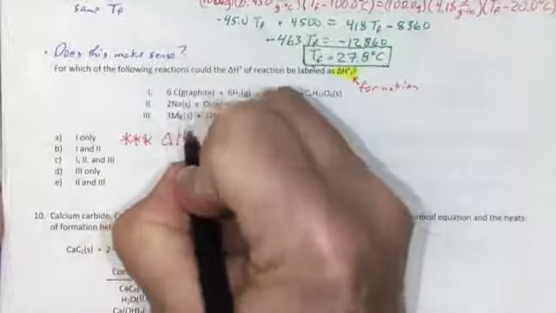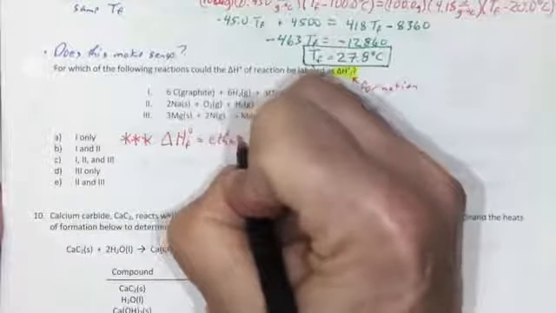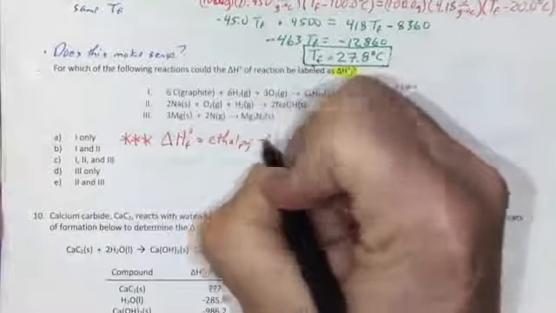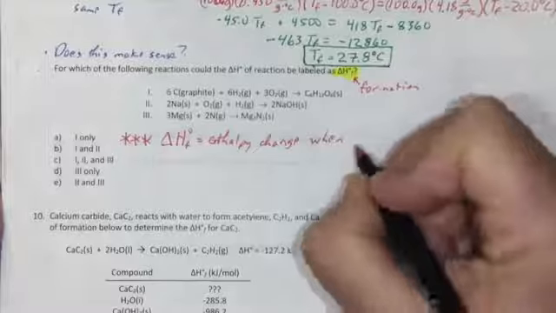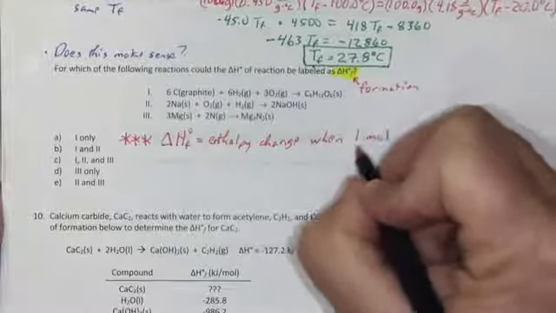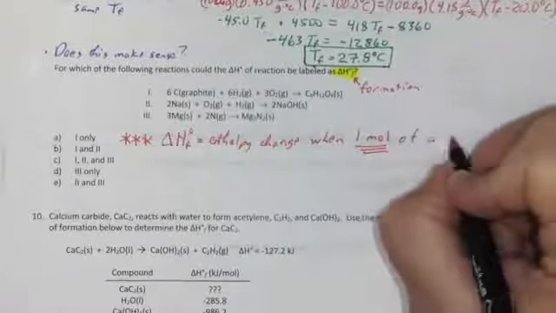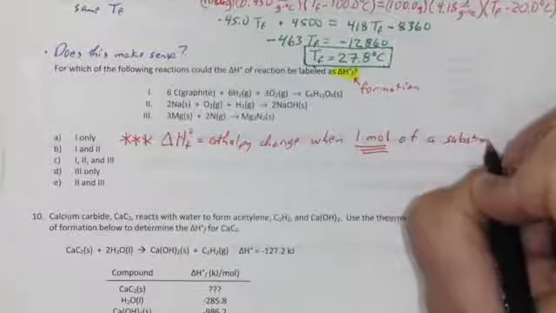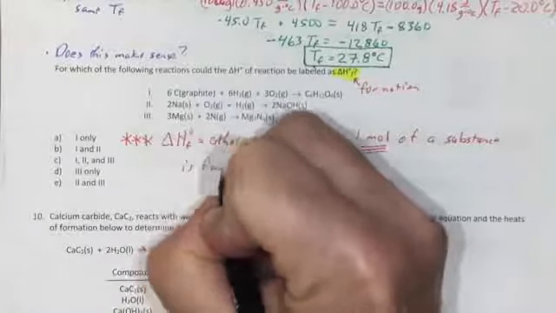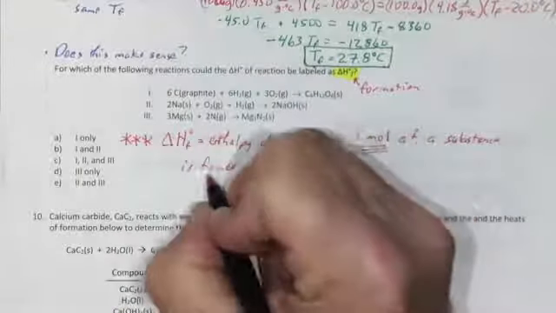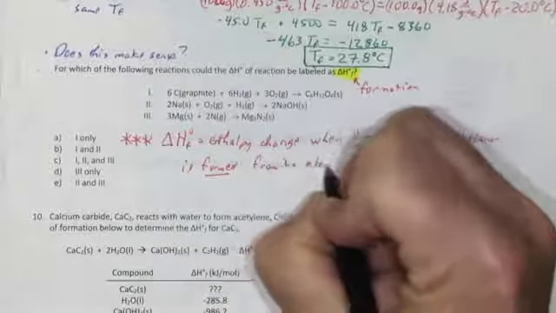Delta H0 sub F is equal to the enthalpy change when 1 mole, so this is a molar quantity, 1 mole, not 2 moles, not 3 moles, when 1 mole of a substance is formed, so this is the formation reaction, is formed from its elements in their most stable form.